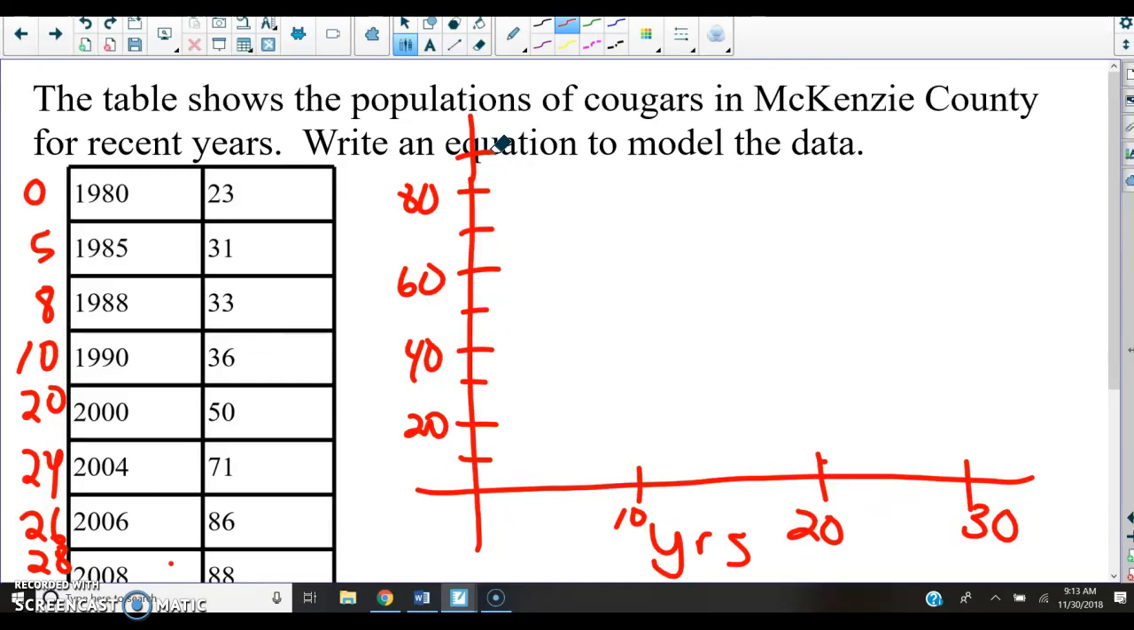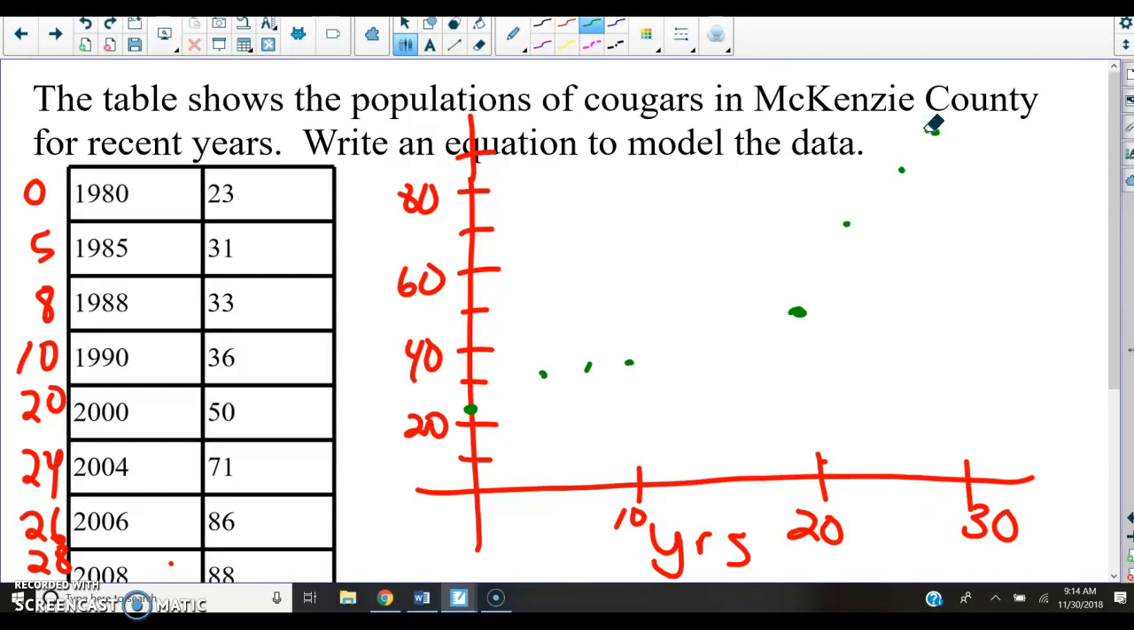And now I'm just going to take off and graph my points. Okay, in 1980 there were 23. 5 years later there was 31. In 88 there was 33. In 90 there was 36. Okay, in 2000, so at 20 years, there was up to 50. In 2004 it was 71. 2006 it was 86. And 2008 it was 88.